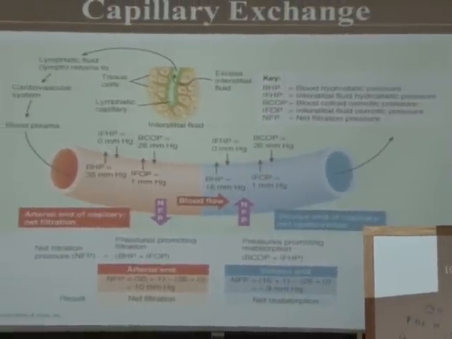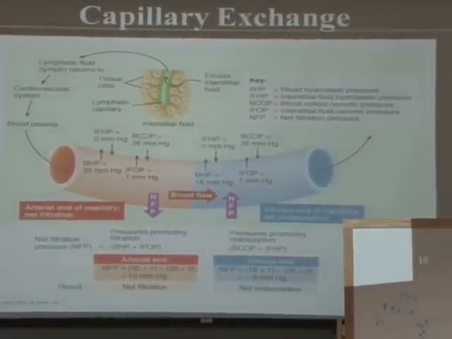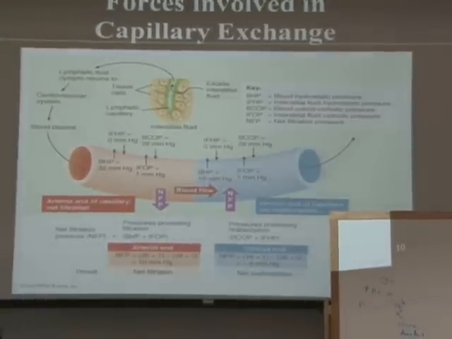So one of the things that was critical to understanding the way the kidney worked was Bowman's capsule. So what was Bowman's capsule?